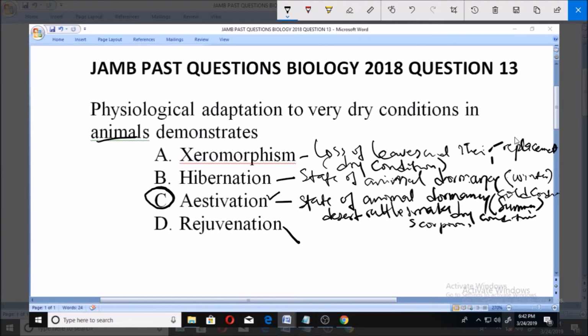A also happens in dry conditions, but it's mostly for plants. Loss of leaves is a form of adaptation for them, but aestivation is very close to the definition that we have here, that is, physiological adaptation to a very dry condition in animals.